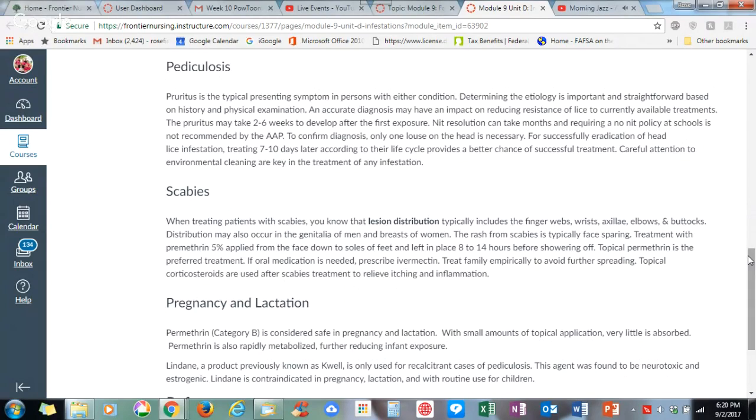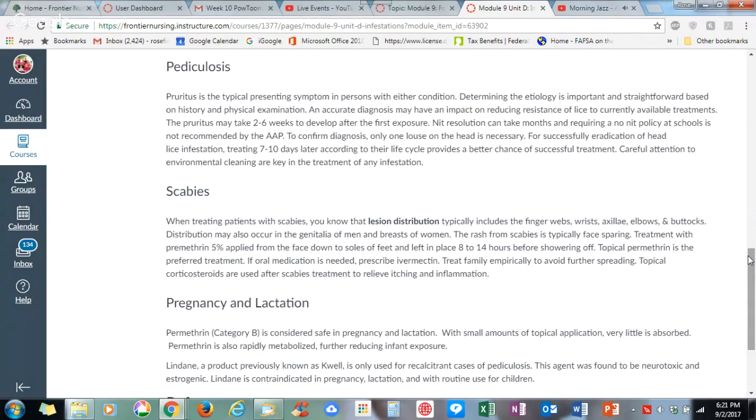Scabies. When treating patients with scabies, you know that lesion distribution typically includes finger webs, wrists, axillae, elbows, and buttocks. Distribution may also occur in the genitalia of men and breasts of women. The rash from scabies is typically face-sparing. Treatment is with permethrin 5% applied from face down to soles of feet and left in place 8 to 14 hours before showering.